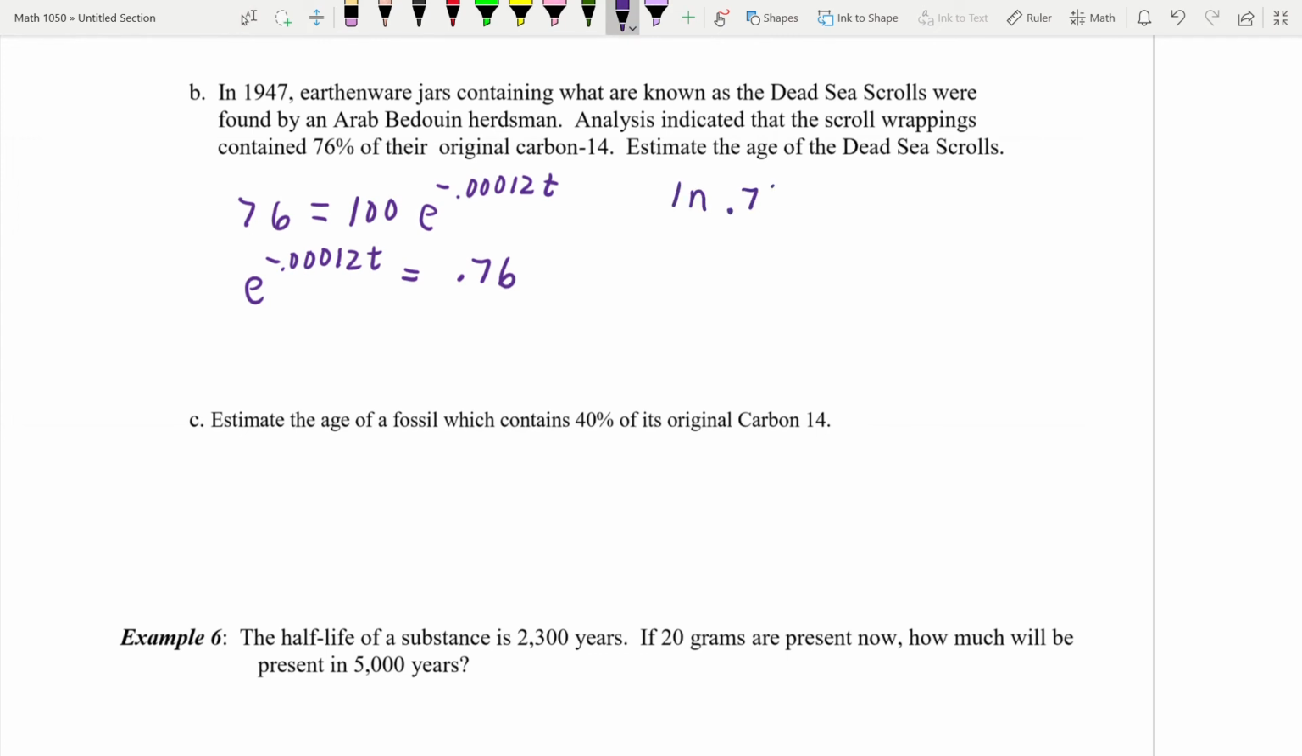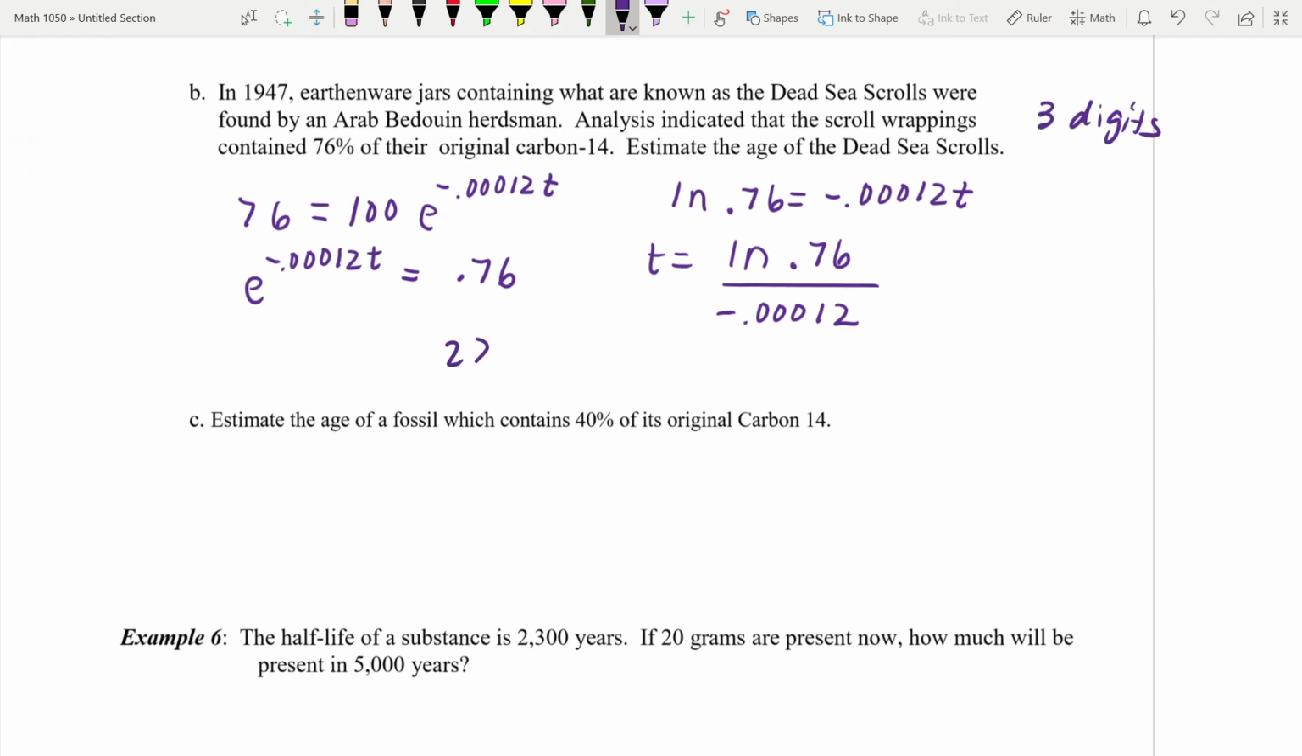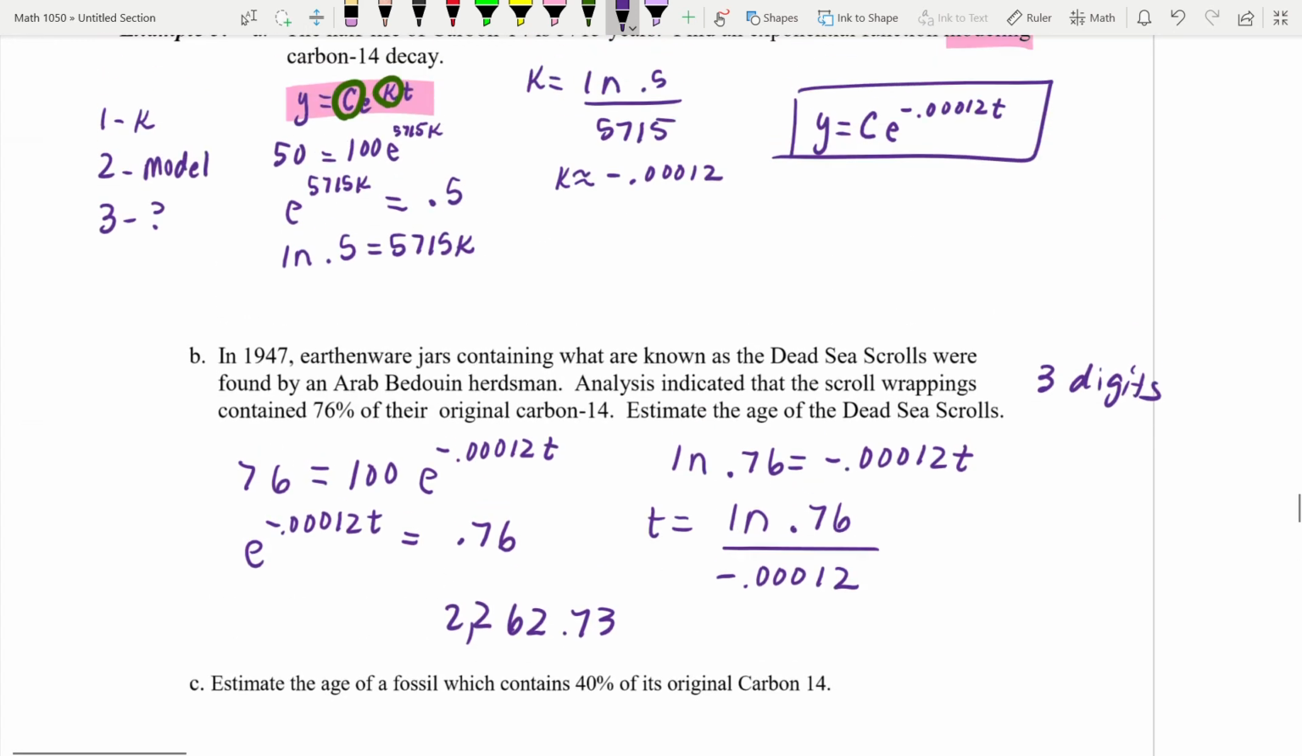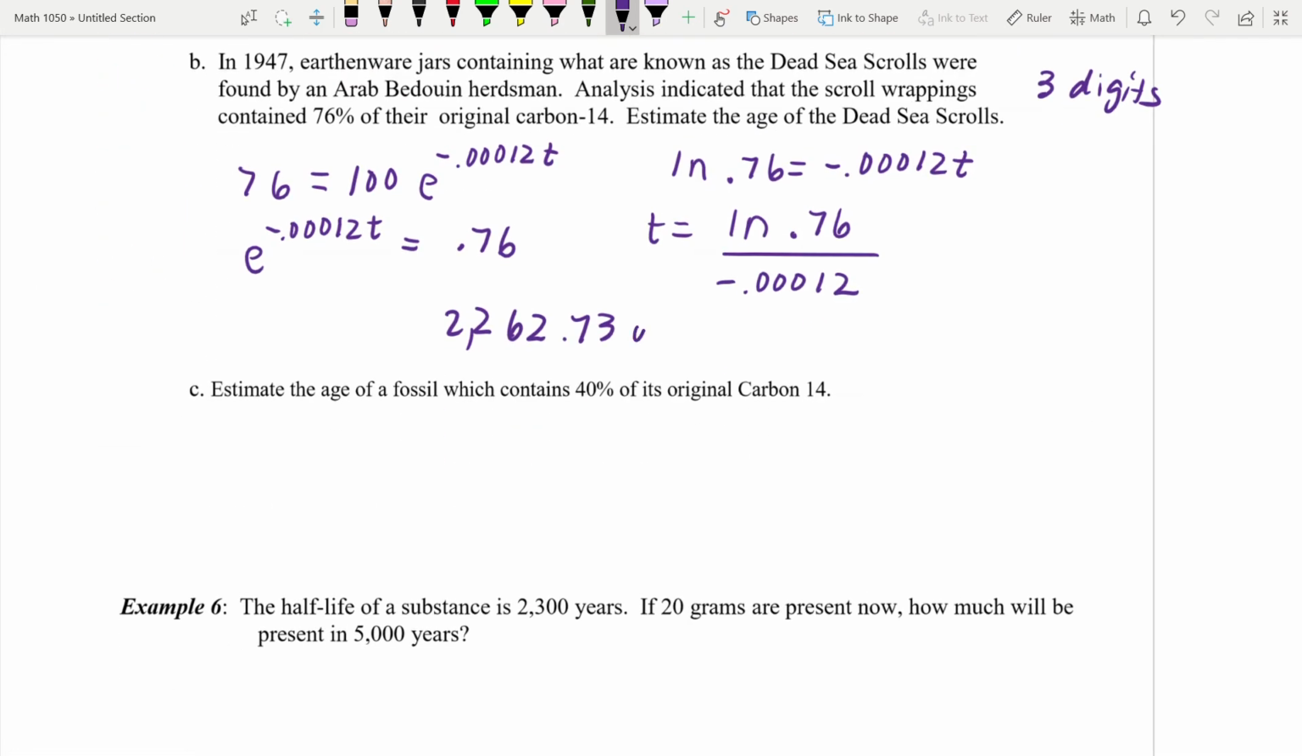So it's ln 0.76 is negative 0.00012t. To solve for t, it's ln 0.76 divided by negative 0.00012. Grab your calculator and go ln 0.76, close it off, divided by the stored K, enter, and I get, we'll go 3 digits, 2,262.73, and this is years.